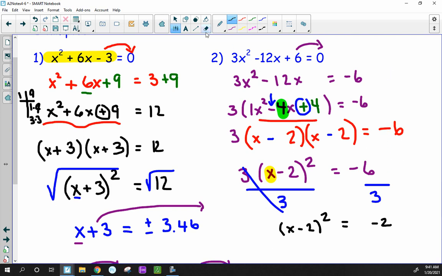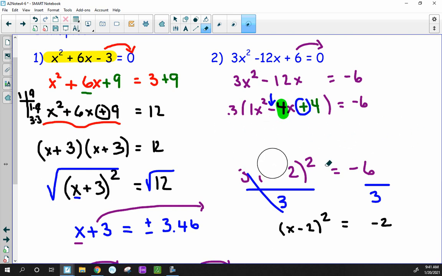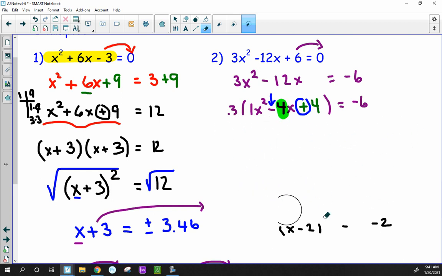Before I erase anything, when I took half this negative 4 and I squared it, I put 4 here. What I was supposed to do is, remember, add to the other side to keep it balanced, and I did not do that. So we're going to backtrack, and I apologize because you're going to need to erase. Well, I'll do it together here. Let's erase from there down. I'm glad I caught it right now, though.